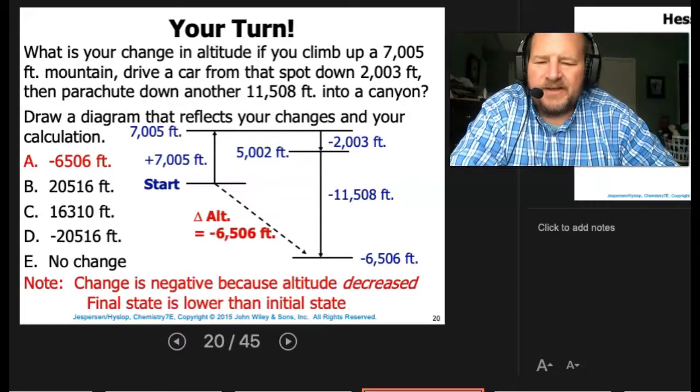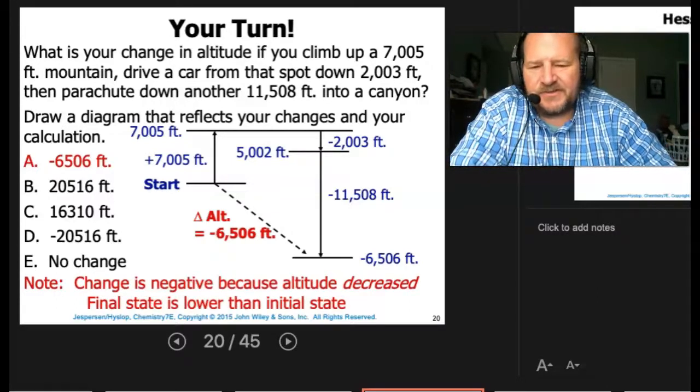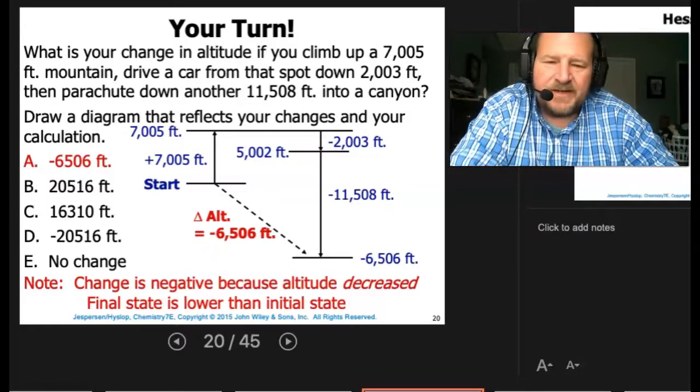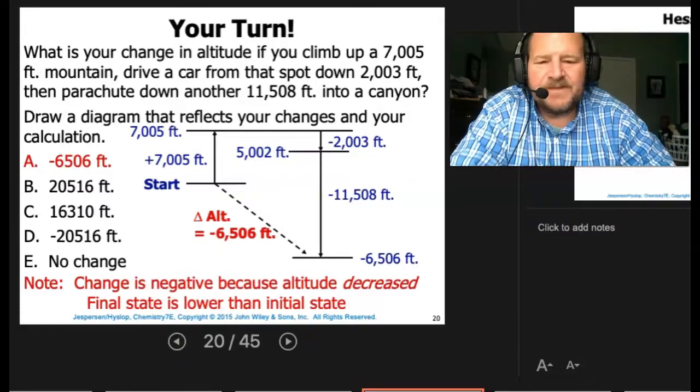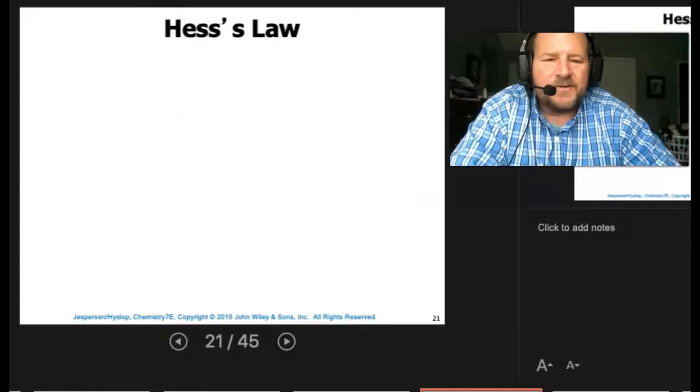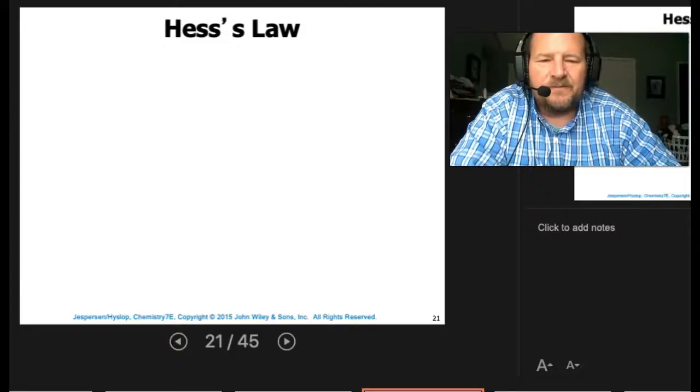Okay. Now again, the change is negative because the altitude decreased from your final state being lower than your initial state. All right. So we're going to end here. We'll do probably what's going to be maybe our last segment coming up for Hess's law, where we're going to take advantage of these summations.